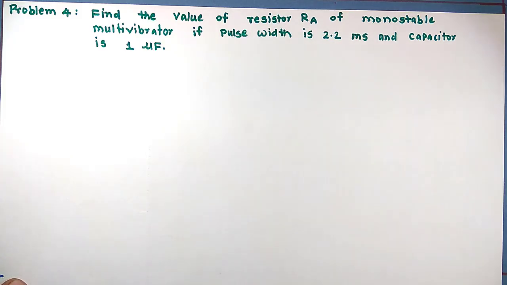Welcome my students. In this lecture let us continue problem solving on a IC555 timer. Problem 4 is: find the value of resistor RA of monostable multivibrator if pulse width is 2.2 millisecond and capacitor is 1 microfarad.